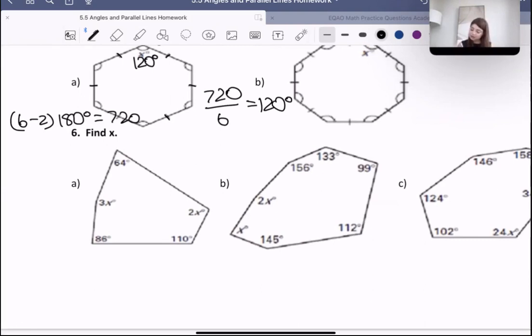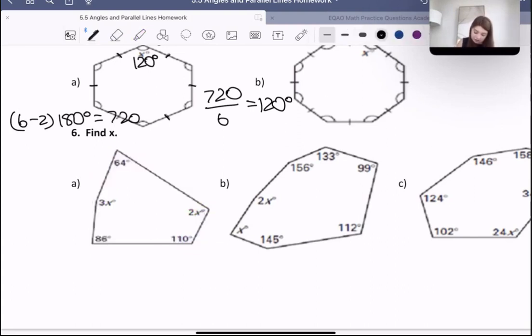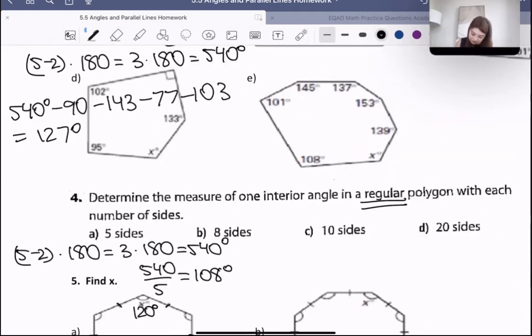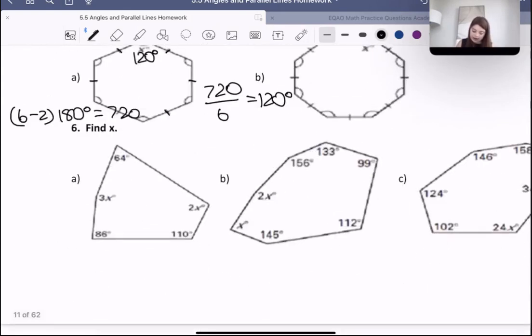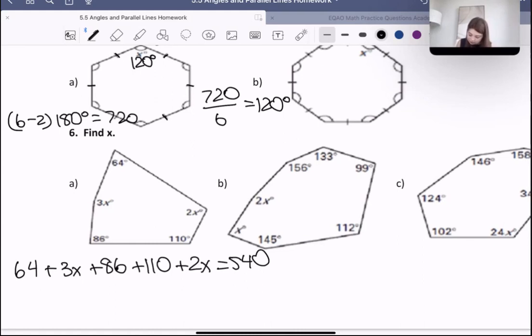So this is a little bit of a trickier one, but once we kind of break it down, I think we can get it. First of all, how many sides does this shape have? That's always the first question you've got to ask yourself. So that part is easy. All we got to do is count them. 1, 2, 3, 4, 5. So this is a 5-sided shape, right, or a pentagon. Now, we already calculated earlier twice that pentagons have interior angles adding up to 540. So that means all these angles, 64 plus 3x plus 86 plus 110 plus 2x, are equal to 540 degrees, right?